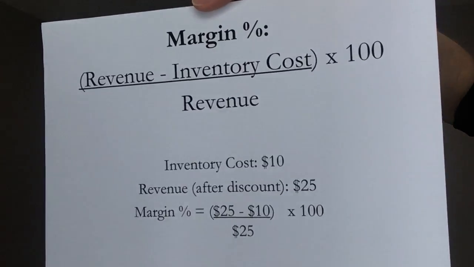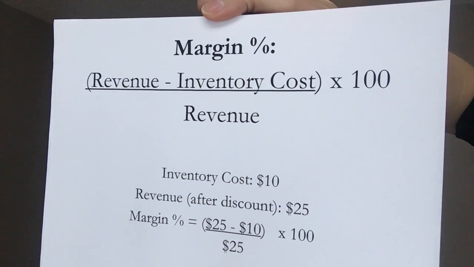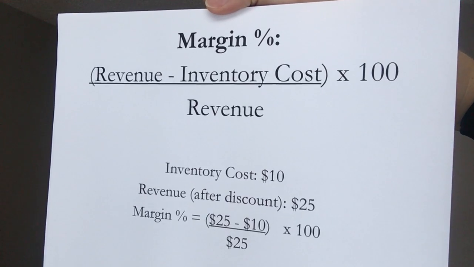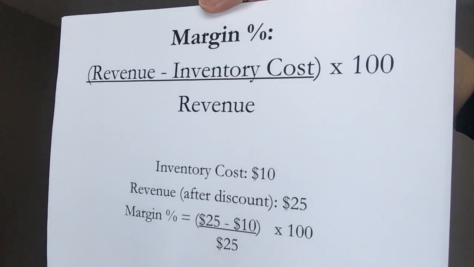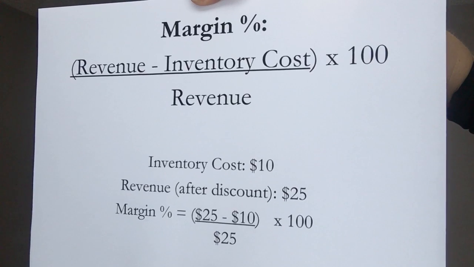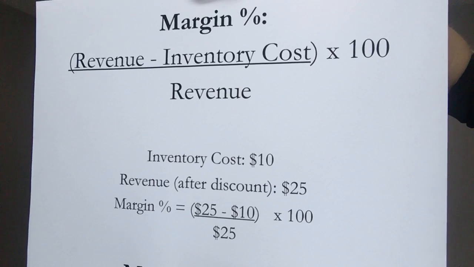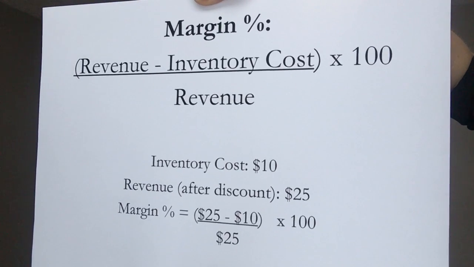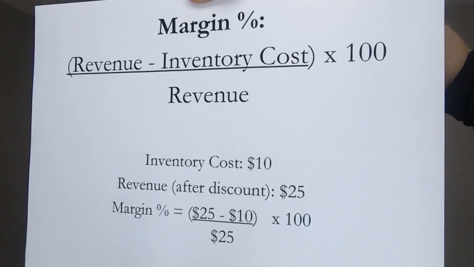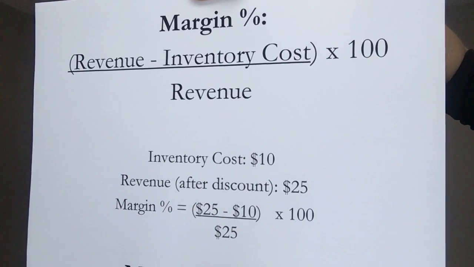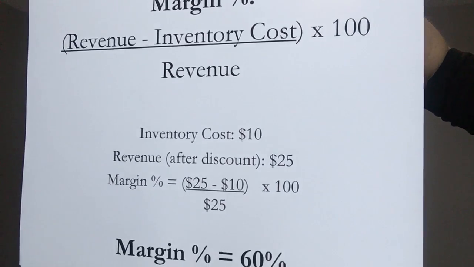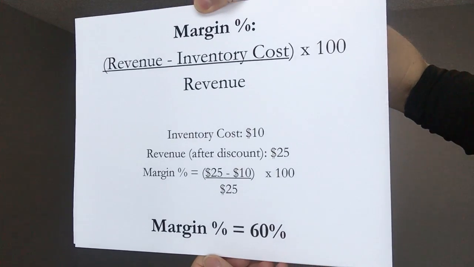To calculate margin as a percent, we take, again, our revenue minus our inventory cost, divide that again by our revenue, and multiply by 100 to get a percent. So in this case, our inventory cost is $10 and our revenue after discount is $25. We take $25 minus $10, divide again by $25, and multiply that by 100, leaving us with a margin percent of 60%.